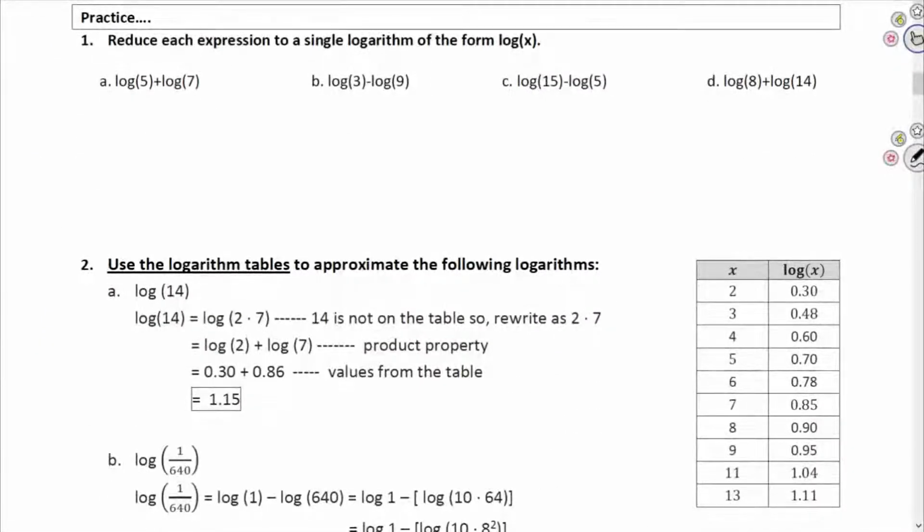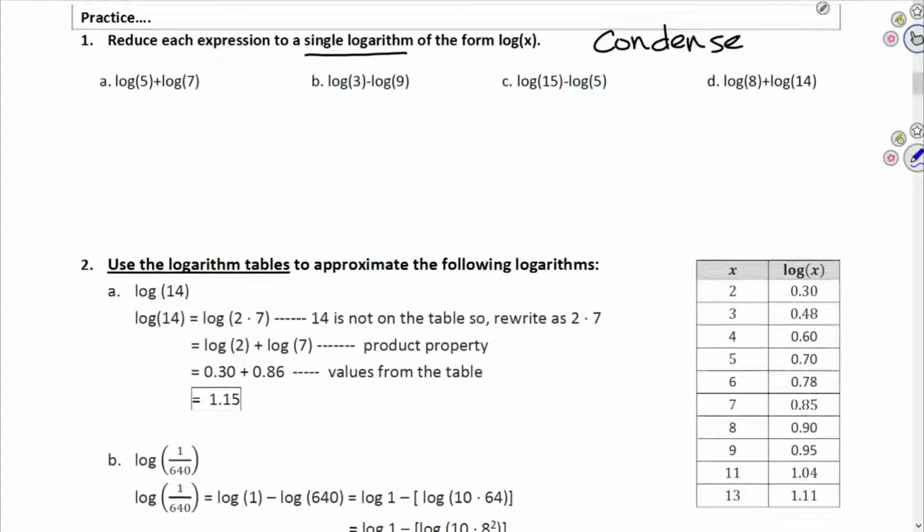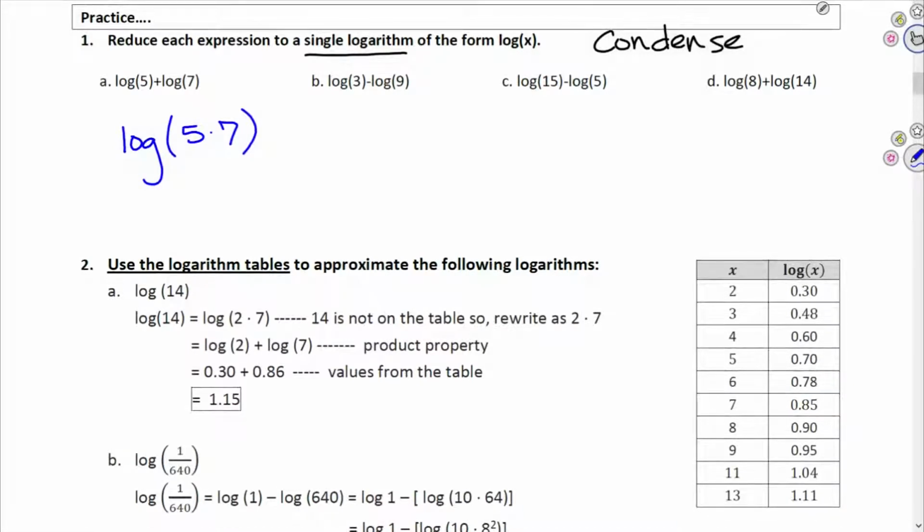Okay, let's start easy. Let's reduce each expression to a single logarithm. That means I'm going to condense these logarithmic expressions. Again, my rule of thumb is positive numerator, negative denominator, and I'll write it as a single logarithm. So this is log, and I'll keep the same base. There's no base written here, so it's base 10, but I don't have to write that. Now these are both positives. They both stay in the numerator in my mind, and I just multiply 5 times 7. It's multiplication and division. I will not be adding these inside the parentheses. So 5 times 7 is 35.